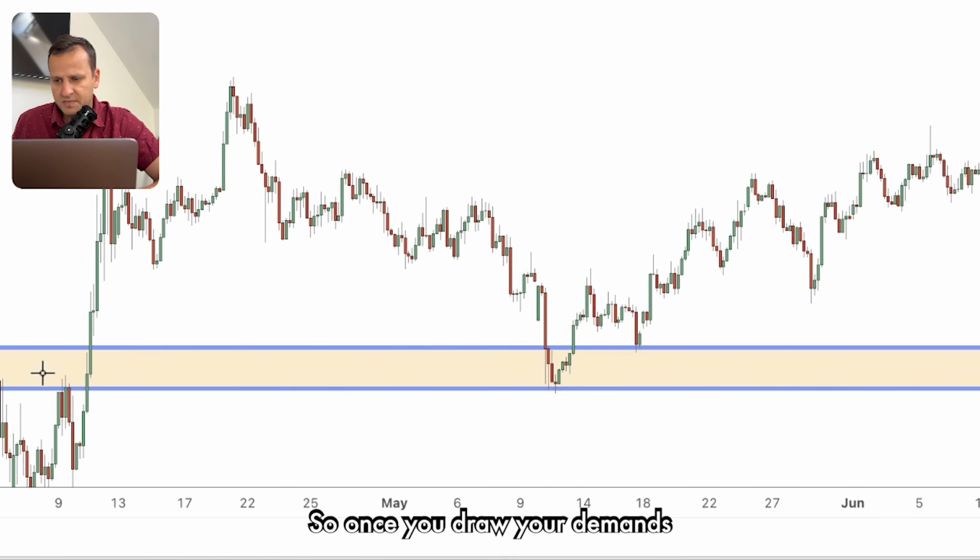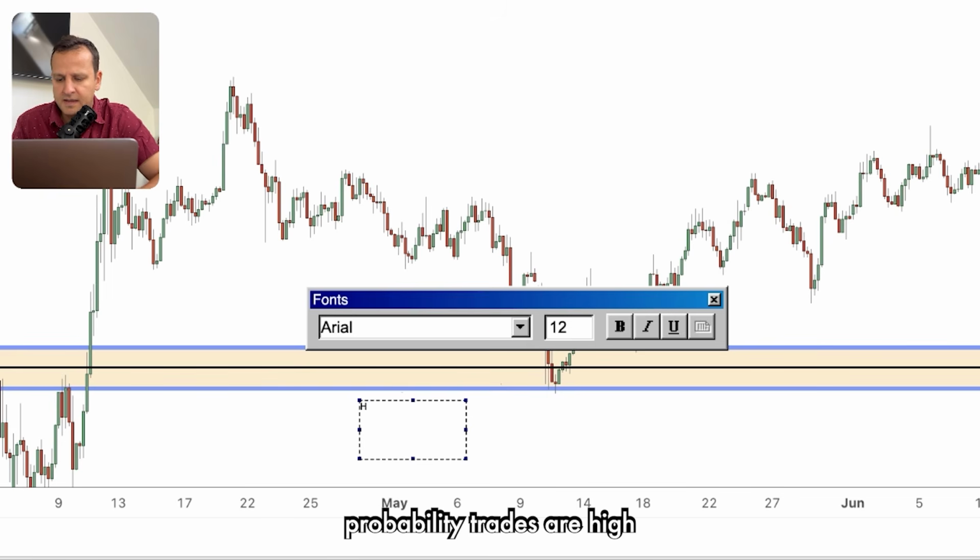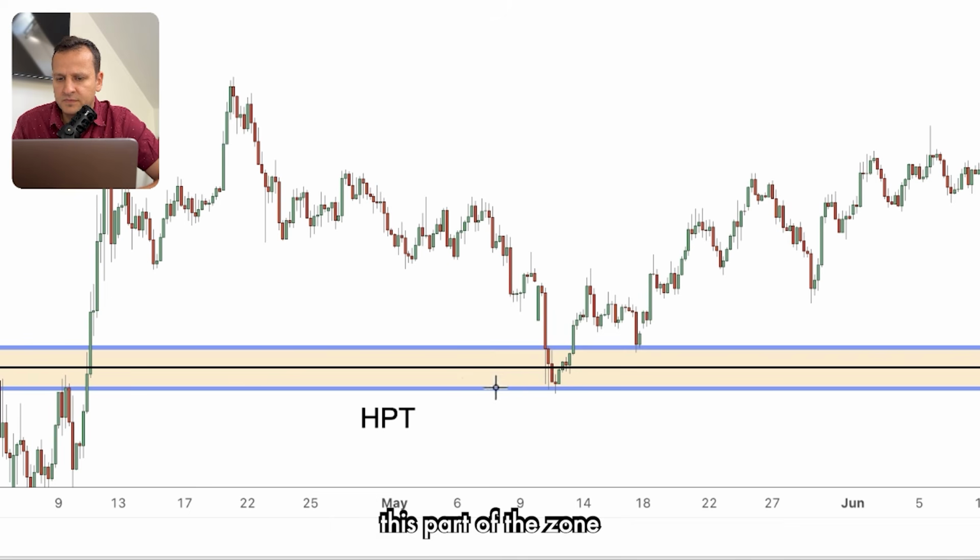So once you draw your demand zone, what I would do as a second step is divide the zone into two equal parts, the upper part and the lower part of the zone. My highest probability trades, or high PT, are coming from this part of the zone here, the lower part.